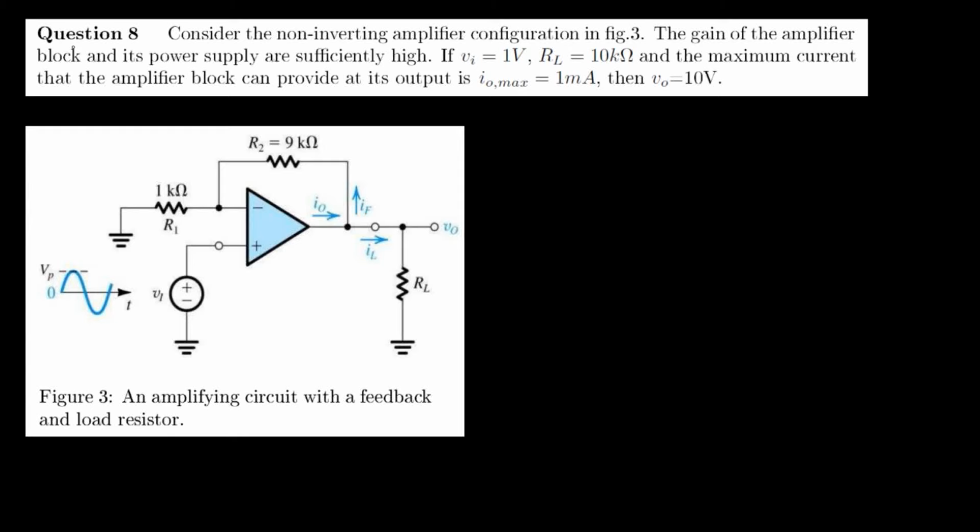This video will discuss question 8, which is a true-false statement that goes as follows. Consider the non-inverting amplifier configuration in figure 3. The gain of the amplifier block and its power supply are sufficiently high. If Vi is 1 volt, RL is 10 kiloohms, and the maximum current that the amplifier block can provide at its output is IO max of 1 milliamp, then Vout will be 10 volts.